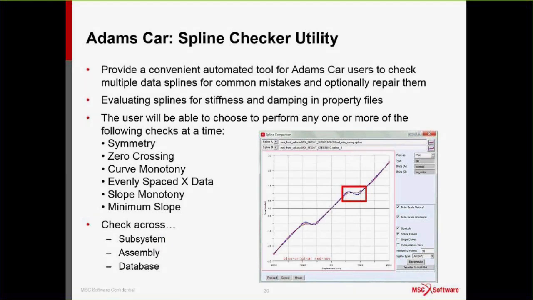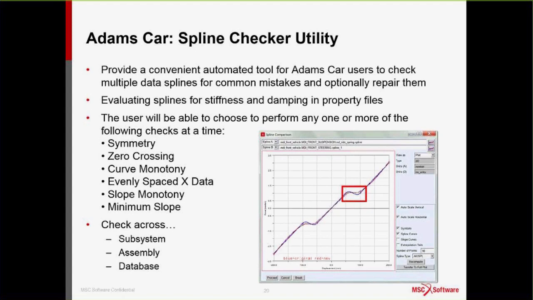Adams Car has also added a spline checker utility. Within Adams Car, there are a lot of items that use data splines. You can think about things like bushings, dampers, springs, some of those items that we saw in our Adams Explorer example earlier, for example. So there's a number of these items used for evaluating stiffness and damping. All of those types of splines that evaluate stiffness and damping characteristics in those standard objects can now be checked. And what that means is we're checking these things for typical modeling errors that give the solver a problem and may throw errors at runtime.